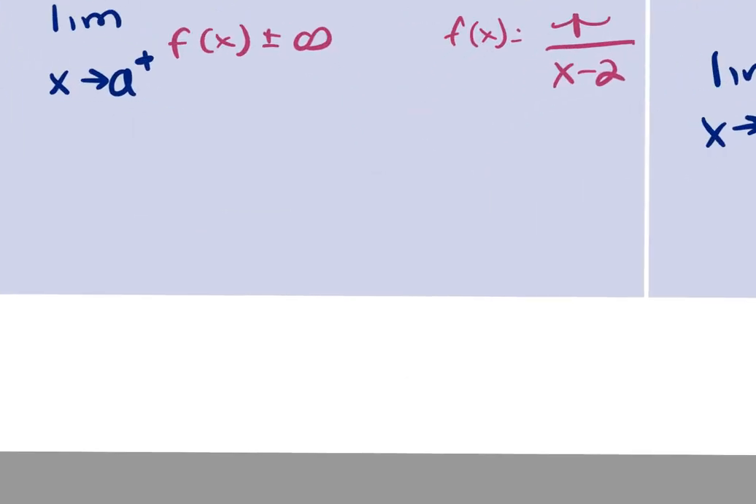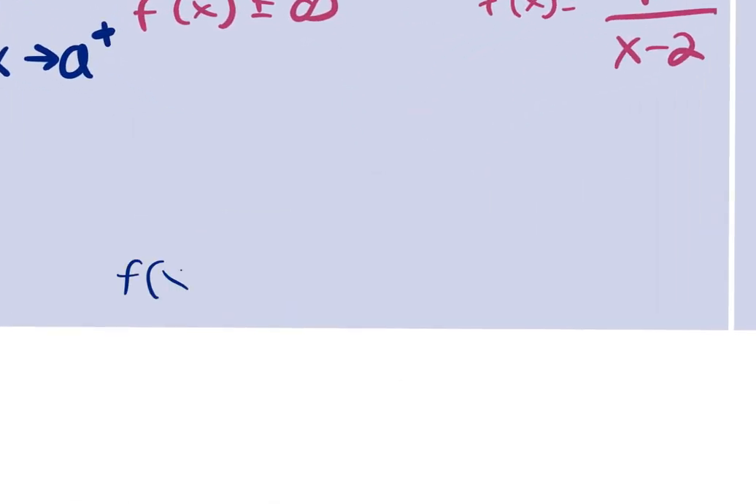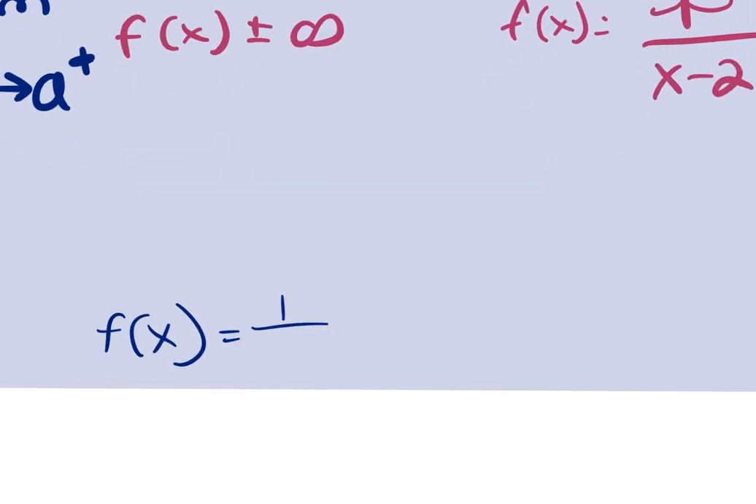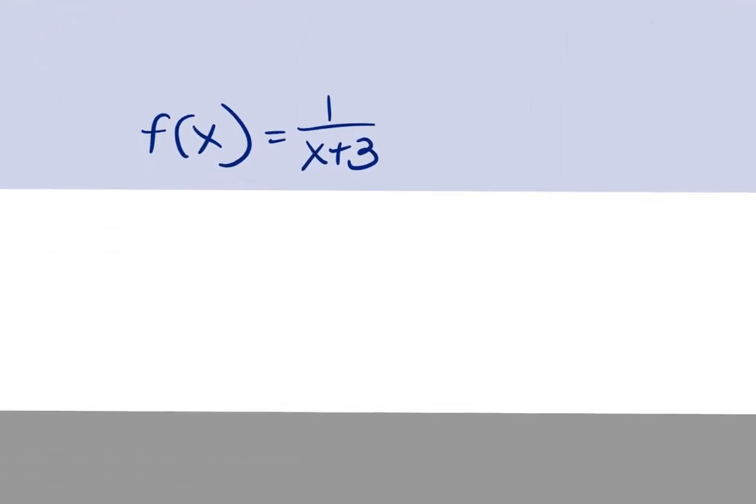So let's say we have a function with a vertical asymptote. Let's make this really easy: 1 over x plus 3. So my vertical asymptote is where? x equals -3. So I need to know what's happening as I approach -3 from the left, and what's happening as I approach -3 from the right.